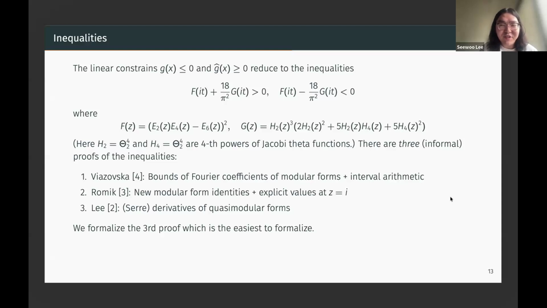And there are essentially three informal proofs of the same inequality, where there is an original proof by Maryna using a certain theorem on the bounds of the Fourier coefficients and using interval arithmetic. And there's a second proof by Dan Romik, which uses new modular form identities and some explicit values of those modular forms at z equals i. And the last one is by myself, which uses modular form identities and some theory about the positivity and the derivatives. And we decided to formalize the last one because that was the easiest to formalize.